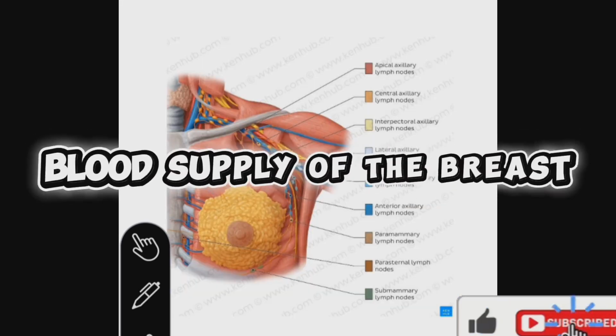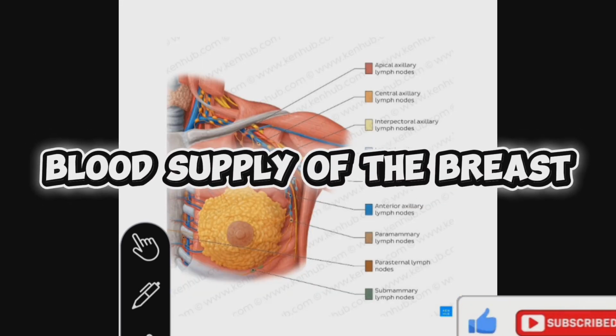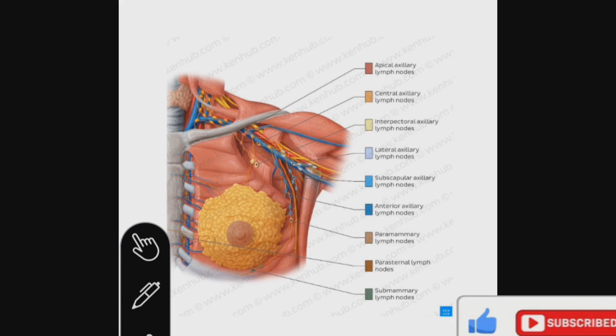Now, the blood supply of the breast is by the internal thoracic artery, lateral thoracic artery, thoracoacromial artery, and posterior intercostal arteries. Those are the four blood vessels that supply the breast, while the venous drainage is by the axillary vein and the internal thoracic vein.